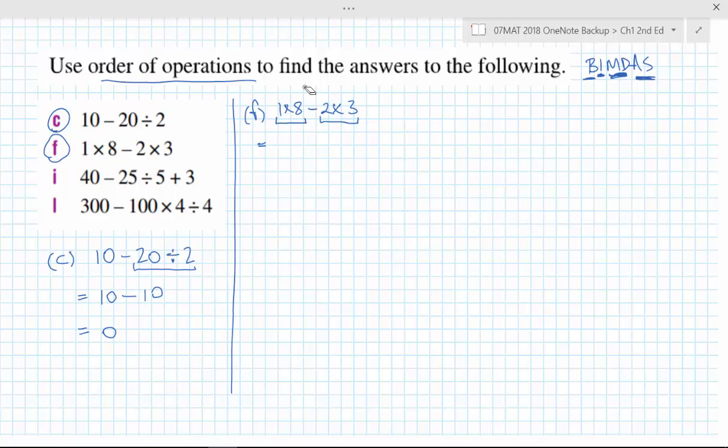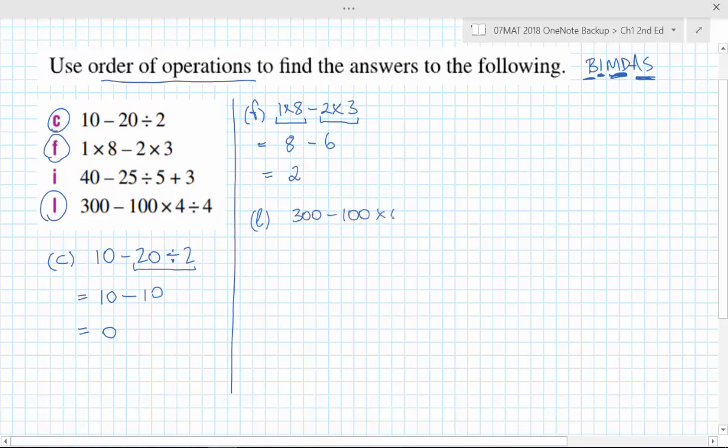Okay, so we have here 1 times 8 is 8. 2 times 3 is 6. Now I do any addition or subtraction. 8 take 6 is 2. Okay. And I simply do a similar thing here, but let's just have a look at L. So L is 300 take 100 times 4 divided by 4.